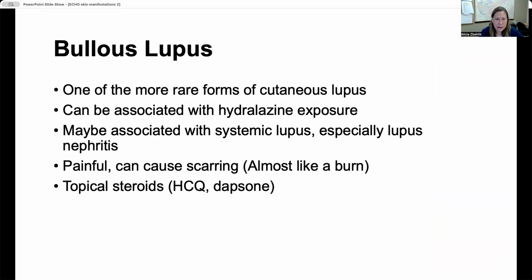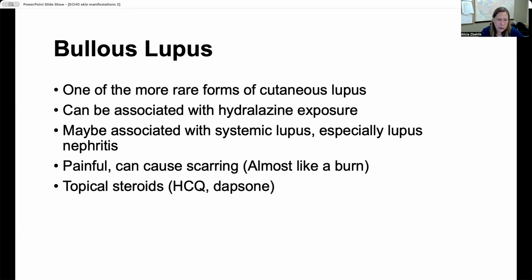And that was actually the only case I've really seen of that in the hospital. And it can be associated with hydralazine exposure, which is probably one of the more common medications that has some cutaneous findings for rheumatology. And it can be also associated with systemic lupus, especially lupus nephritis. And she did have some mild kidney involvement. And this is another scarring version, almost like a burn with the loss of that skin layer.